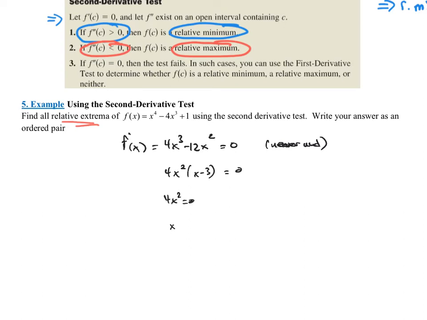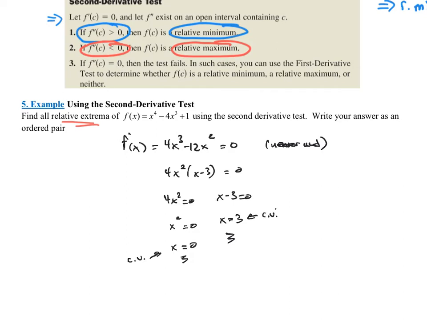I'd end up with x squared equals 0, or just x equals 0, dividing both sides by 4, then taking the square root. I have x minus 3 equals 0, which is going to give me x equals 3. So these two numbers right here, because they're in the domain of the original function, these are my critical values.